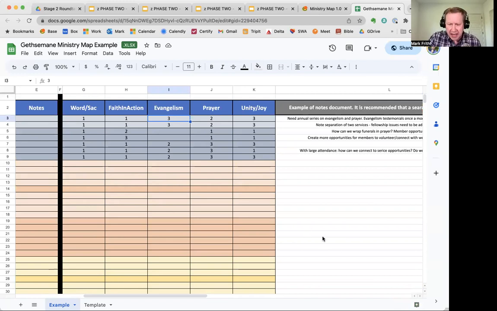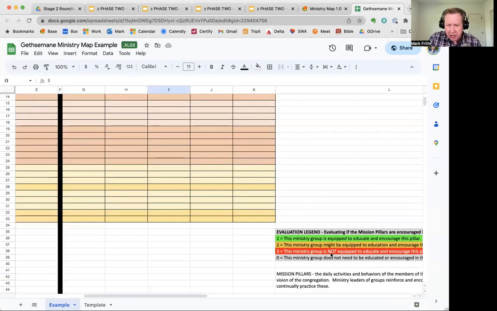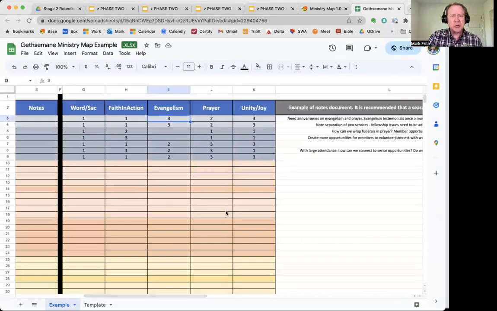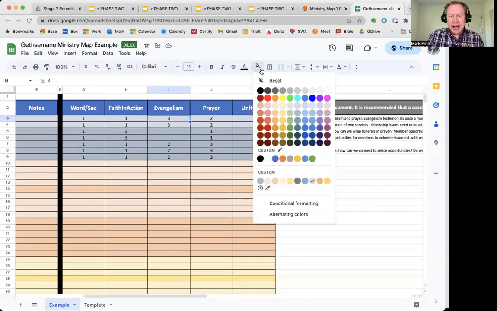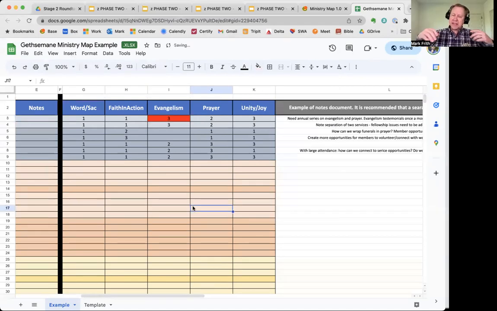what does number 3 mean again? It means this ministry group is not equipped to educate and encourage. Well, these numbers here are just an example. We'd probably change that to at least a 2, maybe even a 1, because we're evaluating, is this happening in this group? Now, maybe we would just say if we gave this a 3, currently in worship, our worship leaders don't do anything to encourage people to be involved in evangelism. That's a hypothetical. So we would put a 3 there, and then we would probably go ahead and highlight that in red because we want that to stand out.